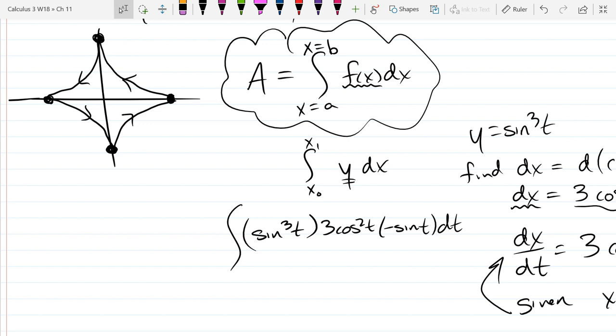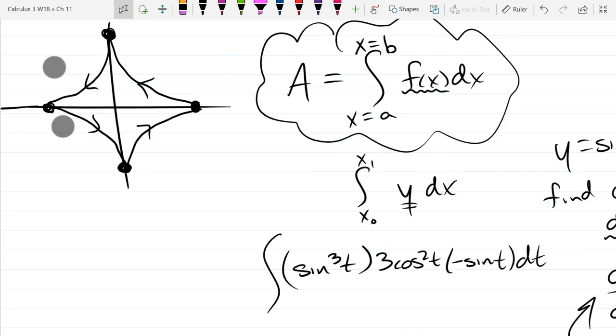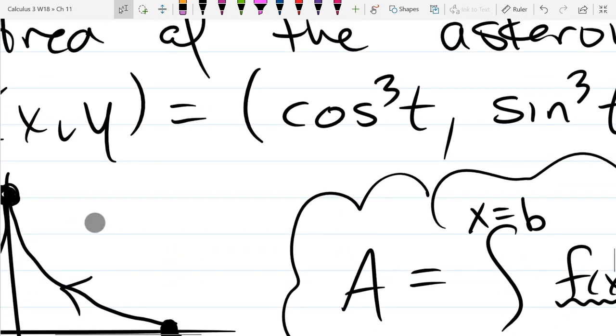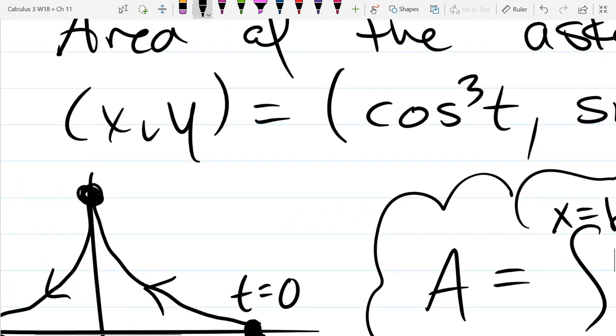Now, we need to make a decision here. Do we want to quadruple the first quadrant area? If we did so, let's write some t values. I think I said them when I drew the curves, but we didn't actually write them.